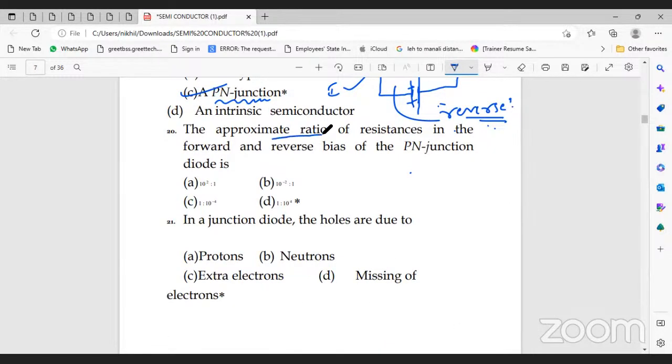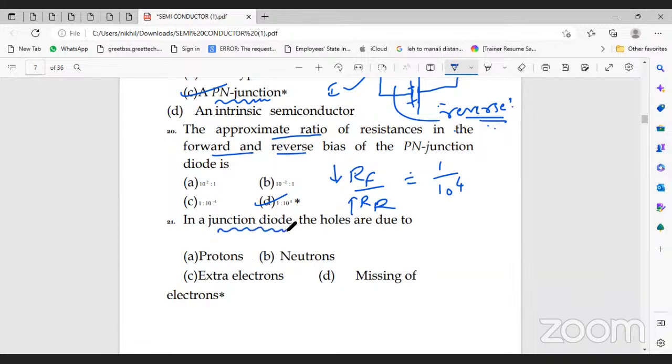What is the approximate ratio of the resistance from forward to reverse bias? The ratio of forward resistance to reverse bias resistance is almost 1:10⁴. Because in forward bias the opposition will be less, and in reverse bias the resistance will be very high. So the ratio will be almost 1:10⁴.